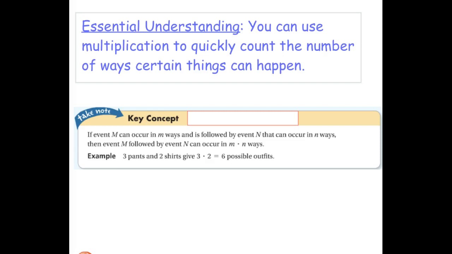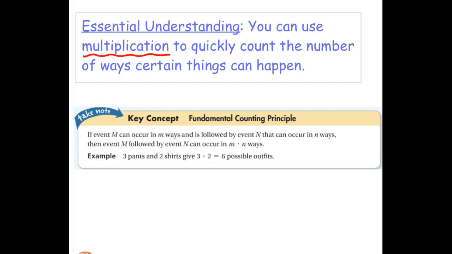All right, so we are going to start out just using multiplication to quickly figure out how many ways we can do things. We are going to use multiplication to count the number of ways things can happen. It is called the fundamental counting principle. It basically says if we have two different events, and let's say the first event can happen in m different ways, and the second event can happen in n different ways, then the two events can both happen in m times n ways.